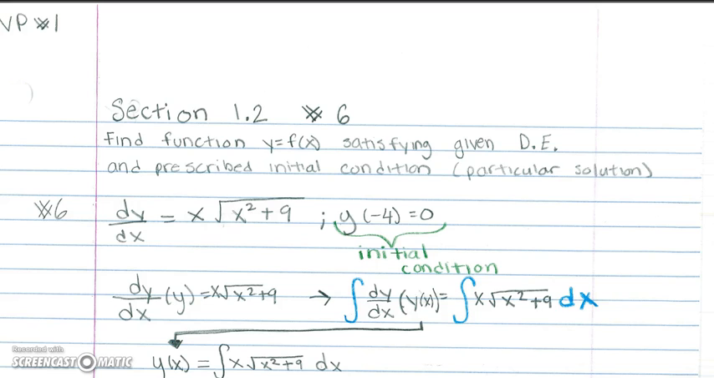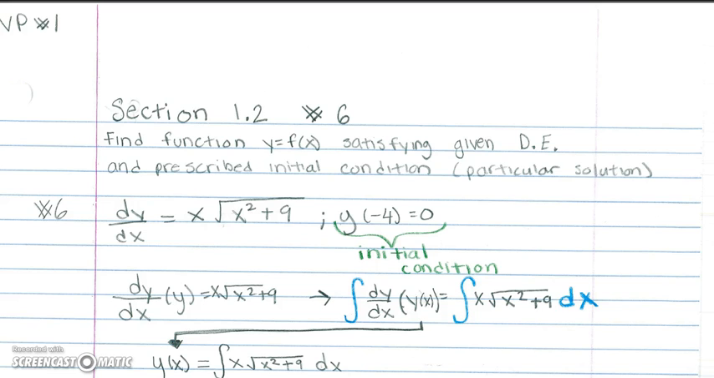So the problem says to find the function y equals f of x satisfying the given differential equation and prescribed initial condition. So we're trying to find here a particular solution. We were given dy dx equals x times the square root of x squared plus 9 with the initial condition of y of -4 equals 0.